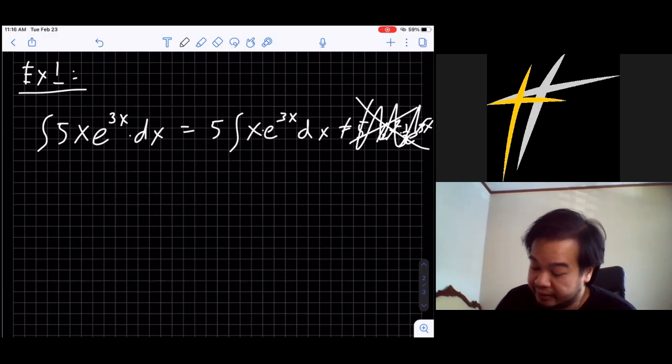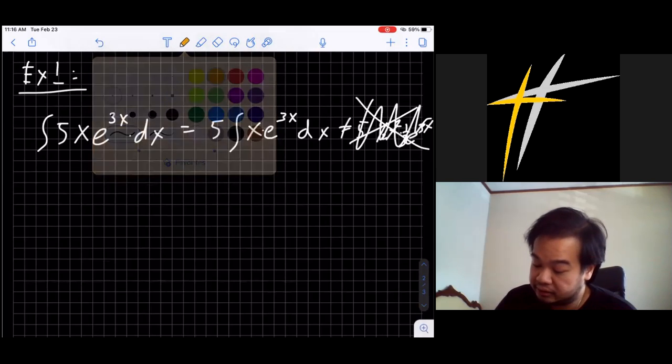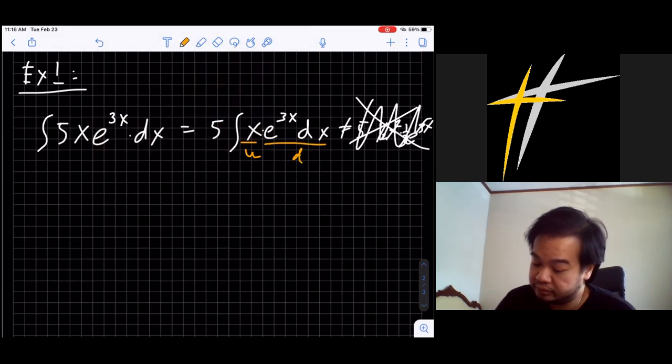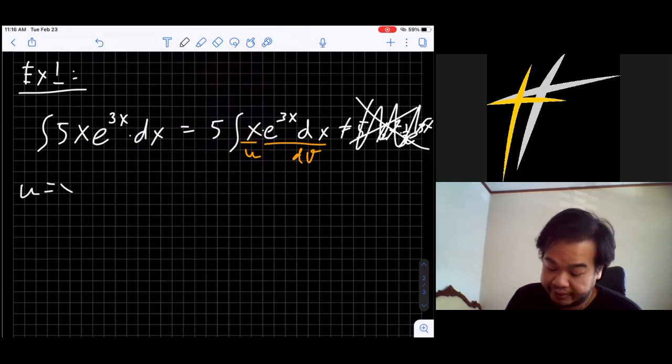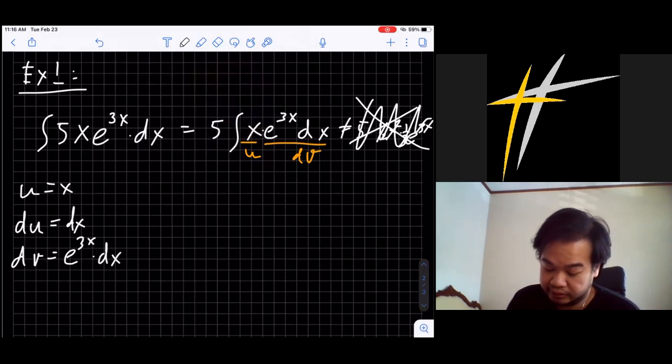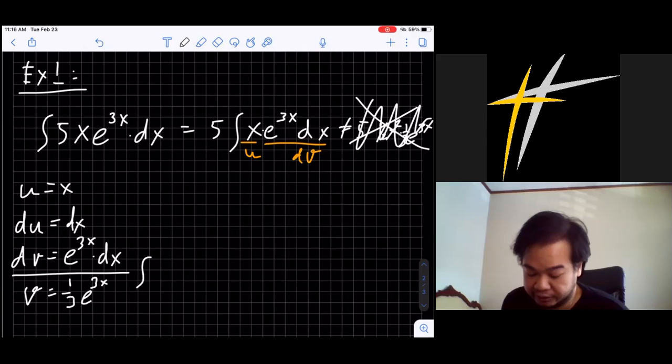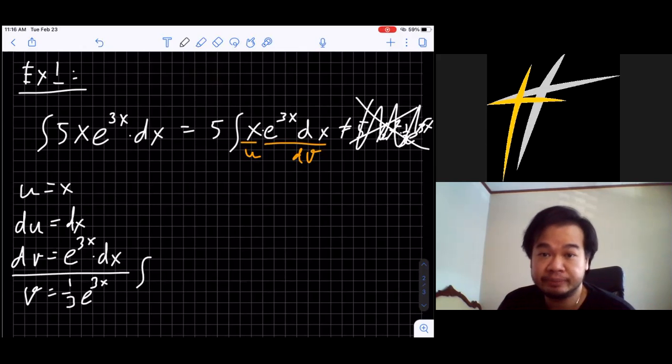Okay. Now then let's use integration by parts. So let's say that this is u and this is dv. Okay. So we write that u is equal to x, so du is equal to dx. And then dv is equal to e power of 3x dx. Now in this case we integrate both sides, then we get v is equal to 1 over 3 e power of 3x plus c. But actually we don't need to write the plus c in this step. We just need to add plus c when we get the final answer.